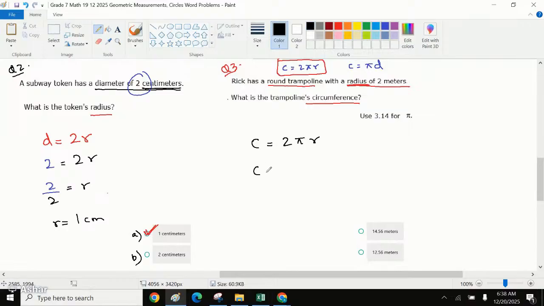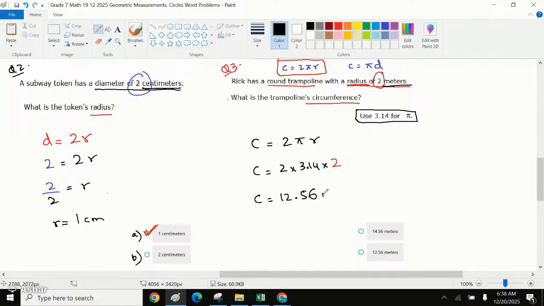So can we say 2 multiplied by what? What is the value of pi that we use? The pi is always used as 3.14. That's an approximate. And the radius given was 2. So that means 2 multiplied by 3.14 multiplied by 2 is 12.56. That means circumference comes out to be 12.56.